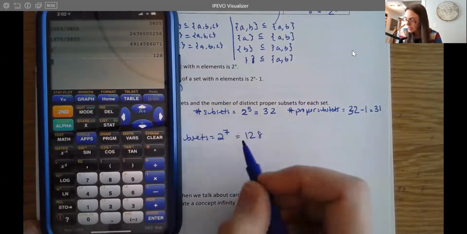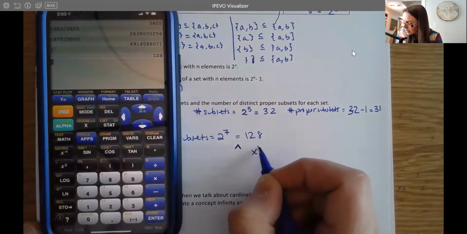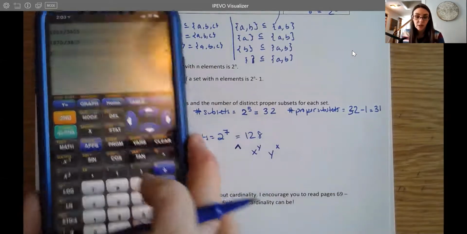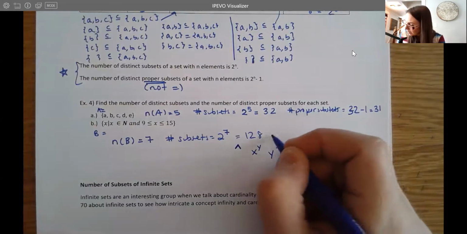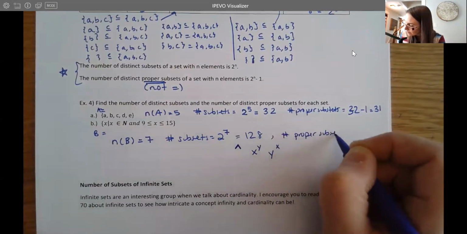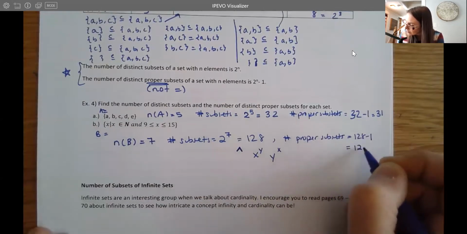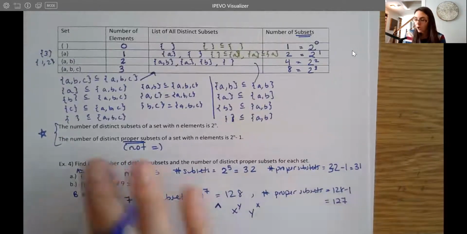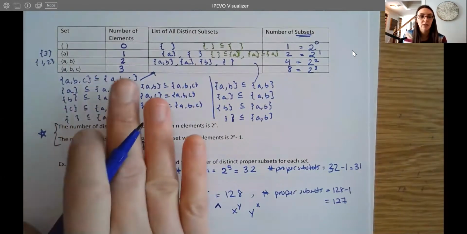If you don't have a little up key, usually your exponent key looks like this, or it may look like x to the y or y to the x, something like that. So that's what your exponent key would look like. So there are 128 subsets here. And for proper subsets, if we don't include equality, we get 128 minus 1, so 127. And again, those subsets are all the combinations of different sets you can make that are still contained in the original set.